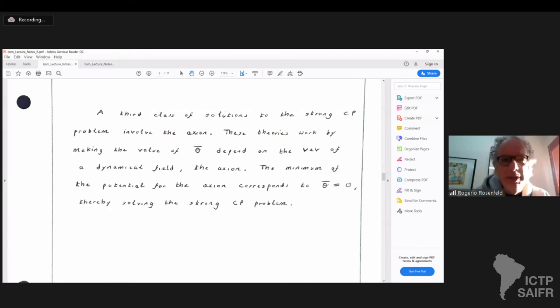Yeah, at some point there were debates about the anthropic principle. Remember, right, Lenny Susskind debating with David Gross. I bet you can find those debates on the internet. Any other questions?